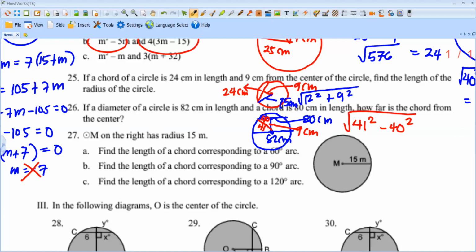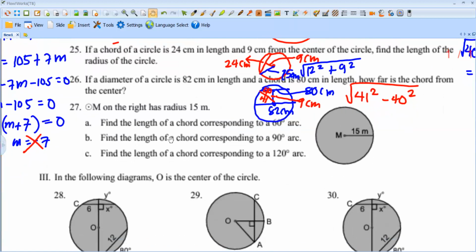Okay. Find the length of the chord corresponding to a 60-degree arc. The radius of the circle on the right is 15 meters. Find the length of the chord which has a 60-degree arc. So this is the length of the chord. It's like this, and then this is also 60 degrees, right? So we are looking for that chord.